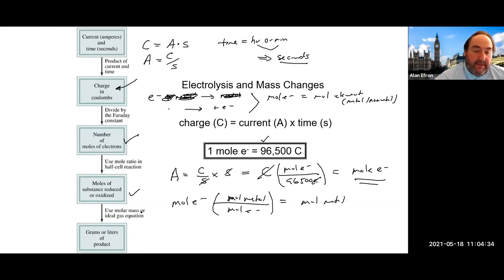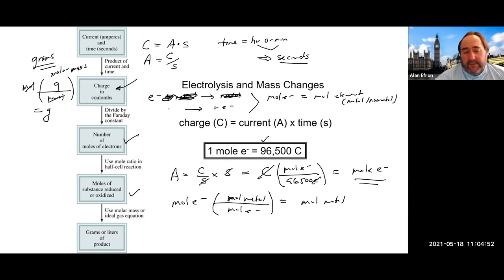At this point, it depends on what you're dealing with. If it's a metal, they may want grams. So if they want grams, then obviously you have moles. To get to grams, you use the molar mass of the metal. That gets you to grams.